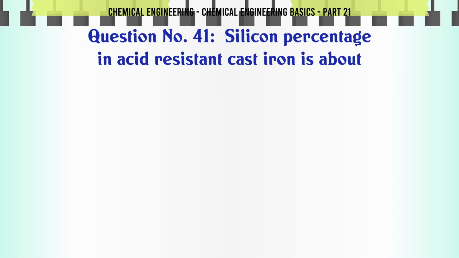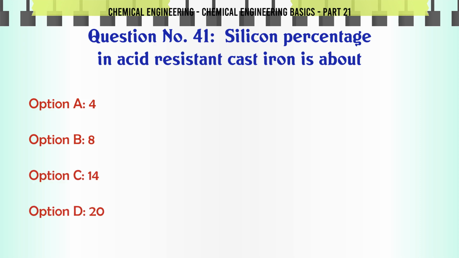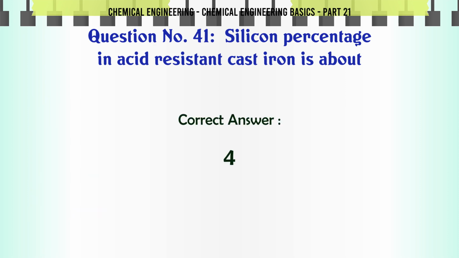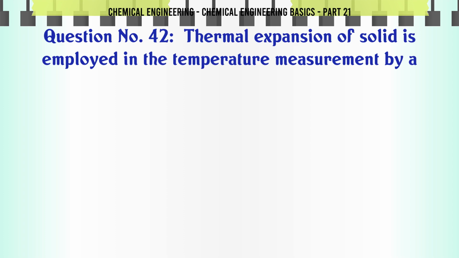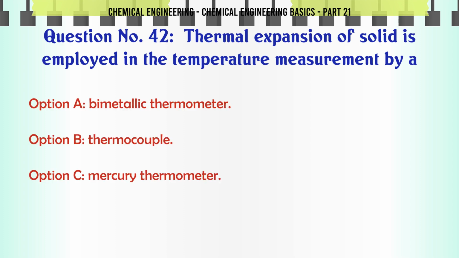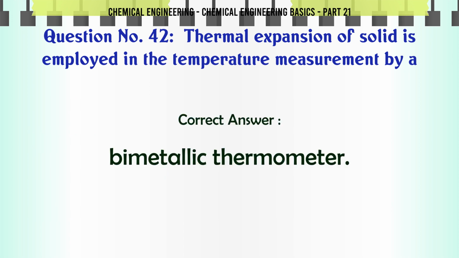Silicon percentage in acid-resistant cast iron is about: A. 4, B. 8, C. 14, D. 20. The correct answer is 4. Thermal expansion of solid is employed in the temperature measurement by: A. Bimetallic thermometer, B. Thermocouple, C. Mercury thermometer, D. Resistance thermometer. The correct answer is bimetallic thermometer.